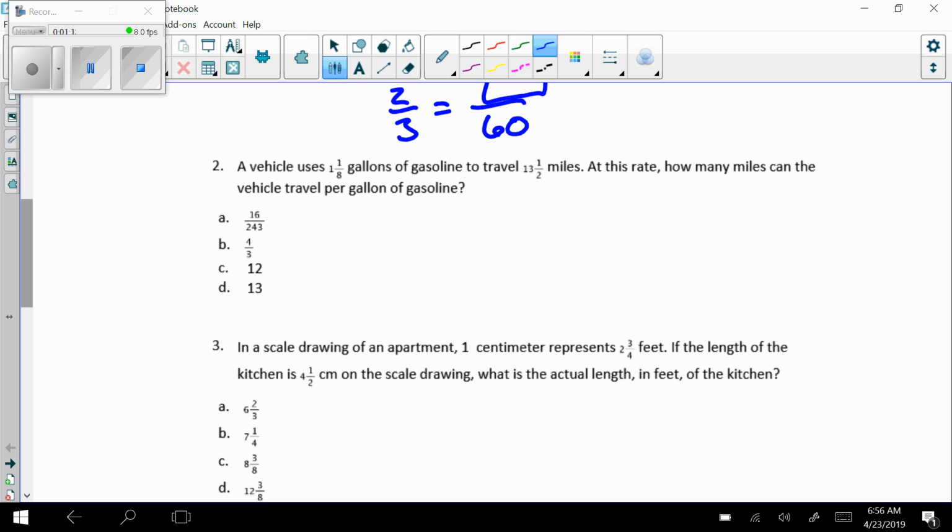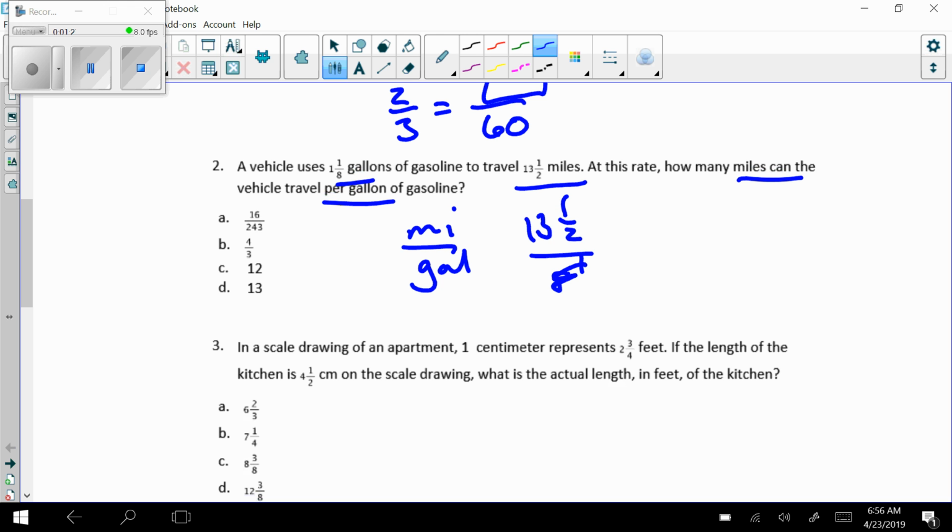A vehicle uses 1 1/8 gallons of gas to travel 13.5 miles. Miles per gallon. So 13 1/2 goes on top. Sorry, 1 1/8 goes on the bottom. It's just a basic unit rate.